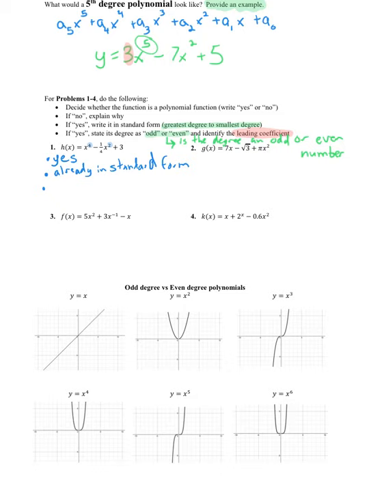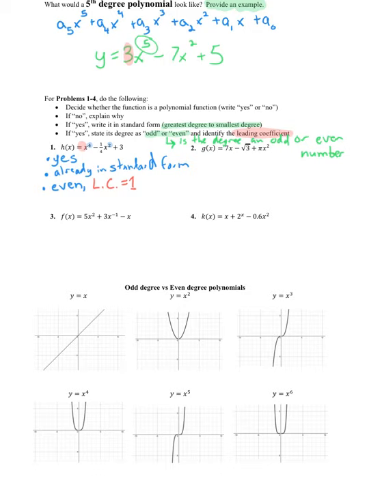And then the last part, state the degree is odd or even. So 4 is the highest degree. That's an even number. And then the leading coefficient, what's the number in front of that exponent? Turns out the leading coefficient in this one is just the number 1, because there was no number written in front of the x there. So just the number 1. That's what we're doing here.